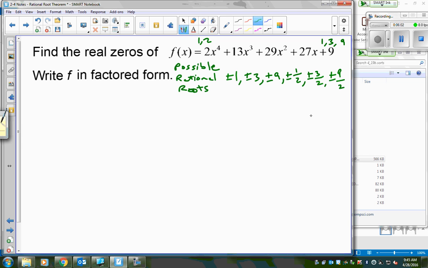How many integers are there? A lot, infinite. How many fractions are there? You could argue more. Definitely, we can't really talk about it in those terms, but that list is very short compared to infinity. Yes? And so that's your first step. The theorem tells you the possibilities. You need to test them.